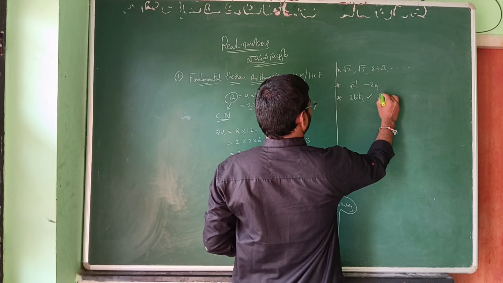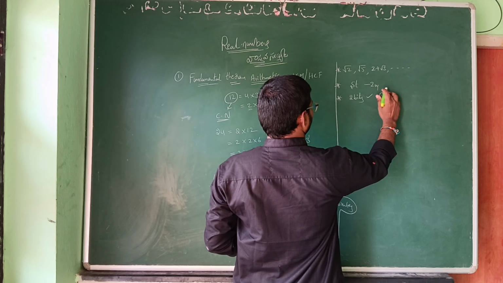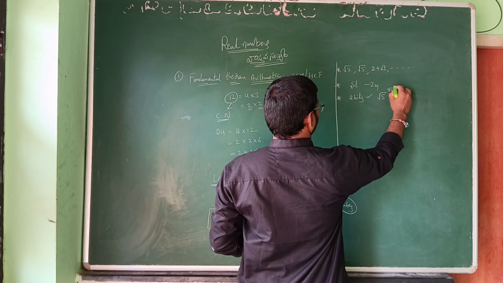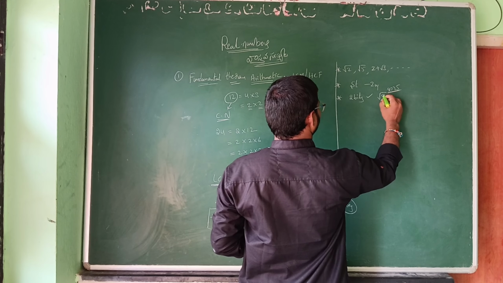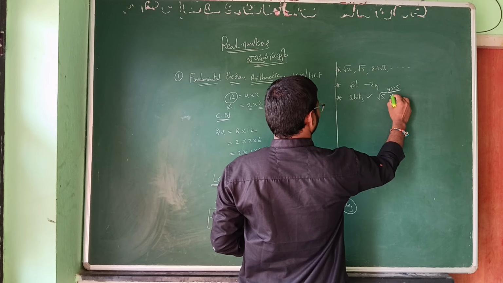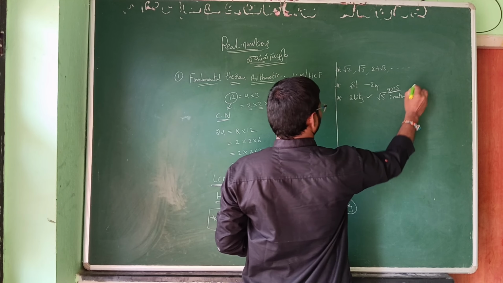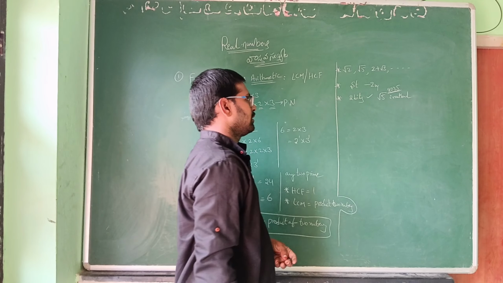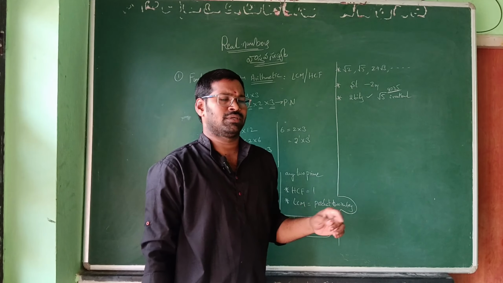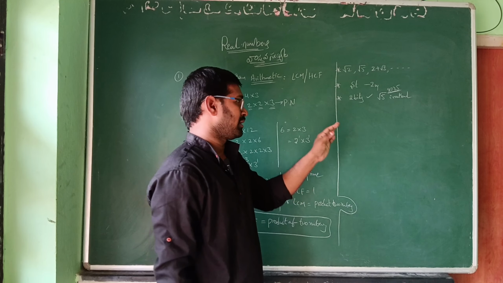And previously in 2025 they gave root 5: prove that root 5 is an irrational number. Prove that root 5 is an irrational number. I think they gave 5 marks or 3 marks.